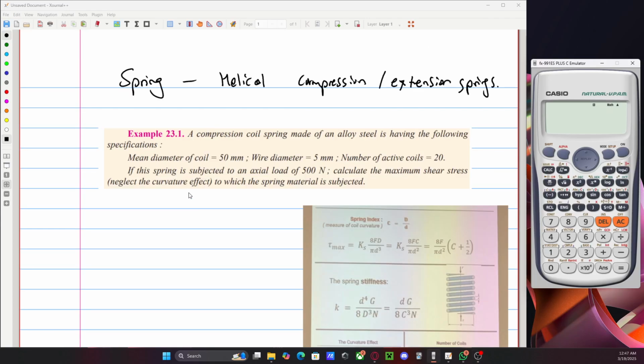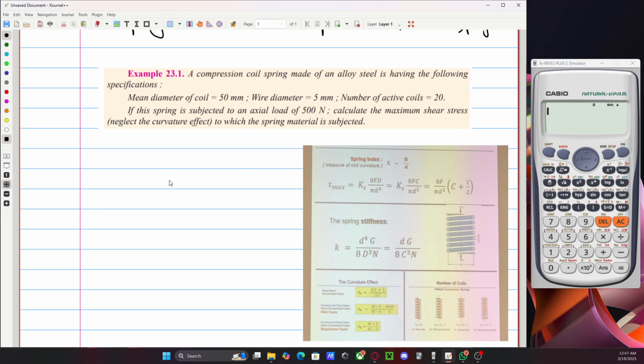So today we'll be doing some calculation questions for our quiz, which is in 7-8 hours. So we have springs, helical compression expansion springs. Let's focus on example 23.1. We're given the following information.